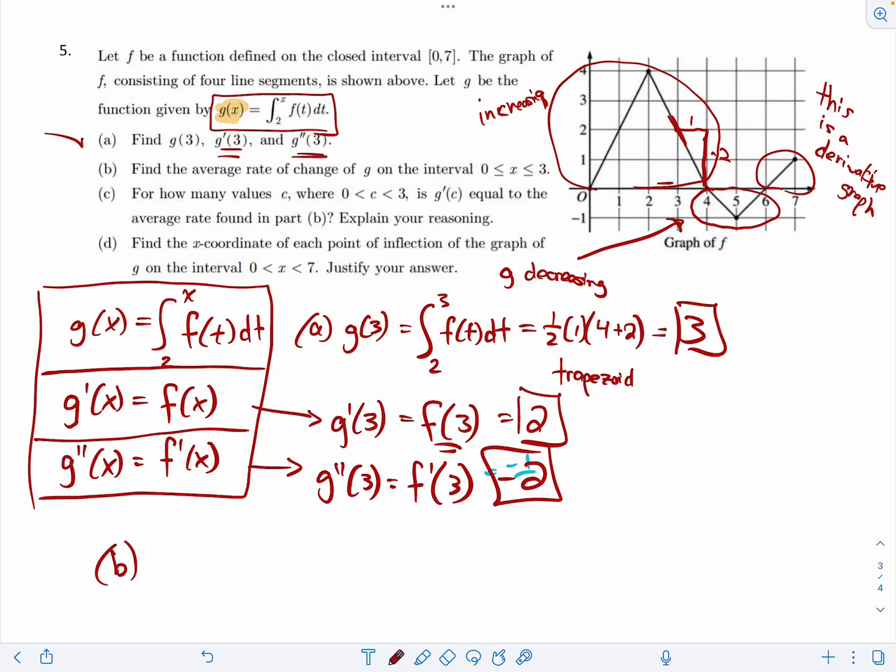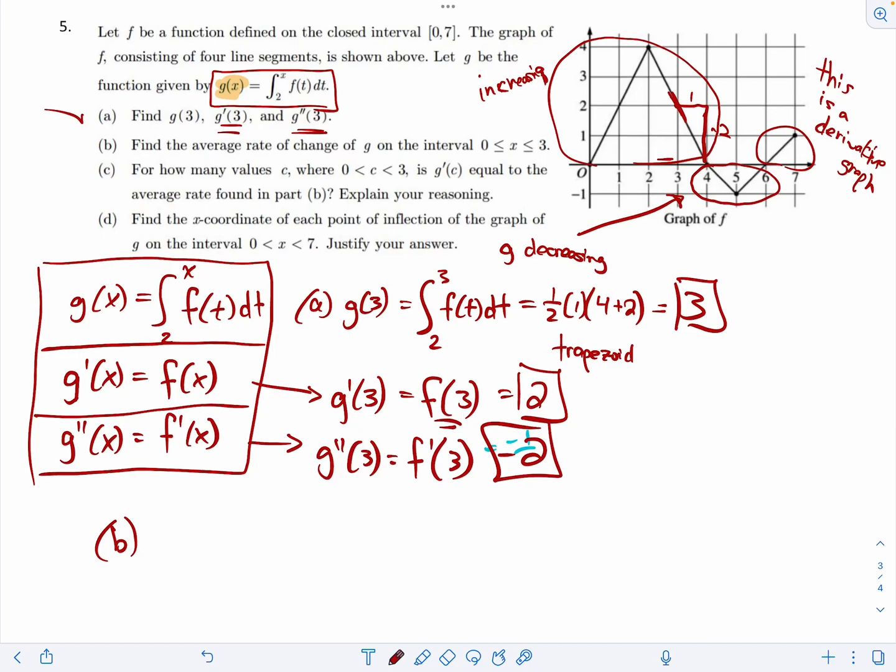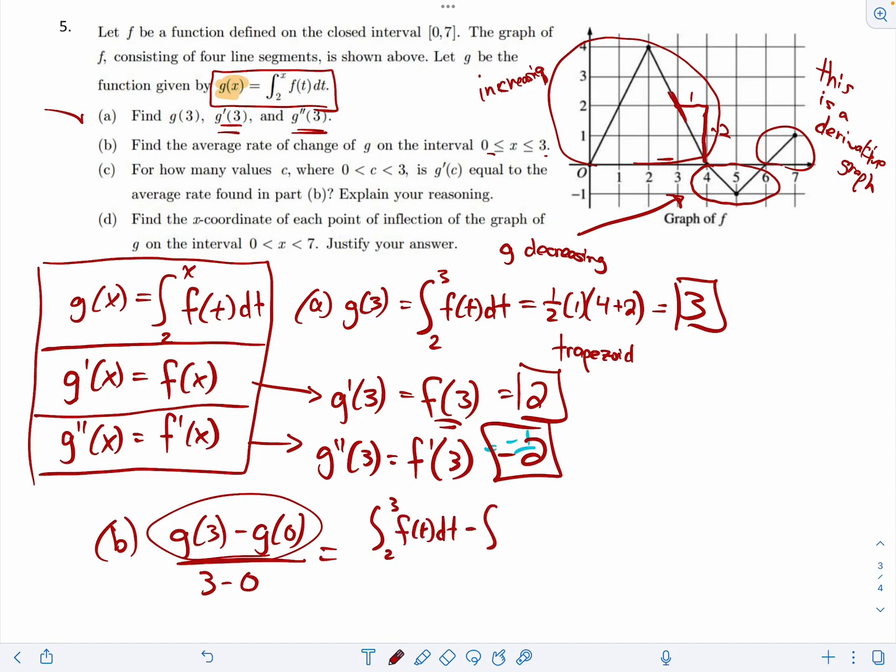Average rate of change. My mind goes right to this function. If it's the average rate of change between 3 and 0, I think of G of 3 minus G of 0 over 3 minus 0. I think this is the long way around, but I'm going to go the long way and say that's the integral from 2 to 3 of f of t dt minus the integral from 2 to 0 of f of t dt over 3.